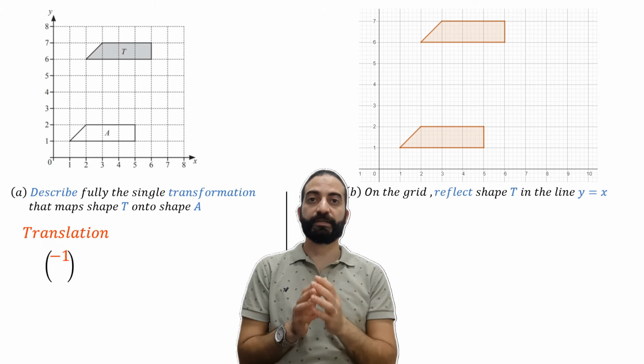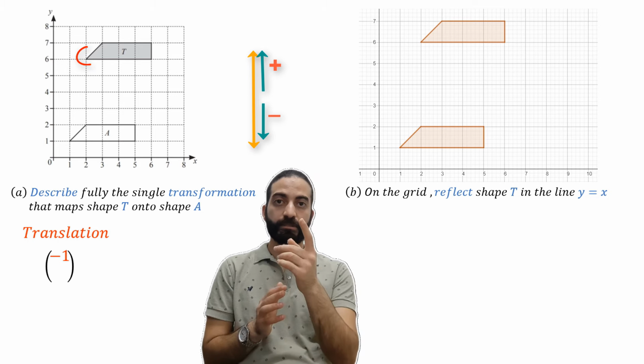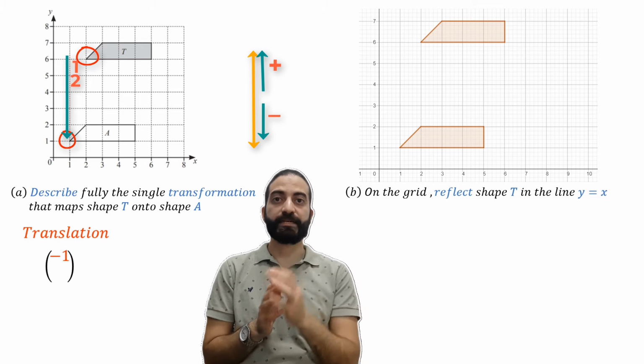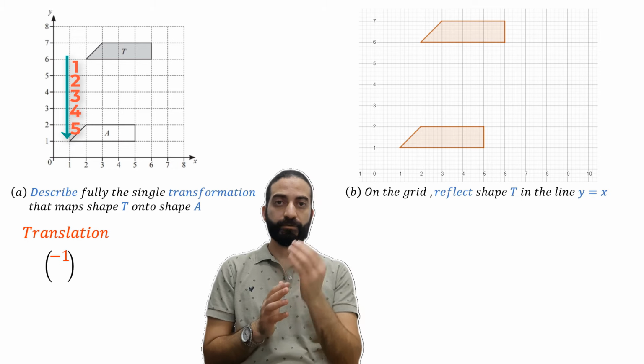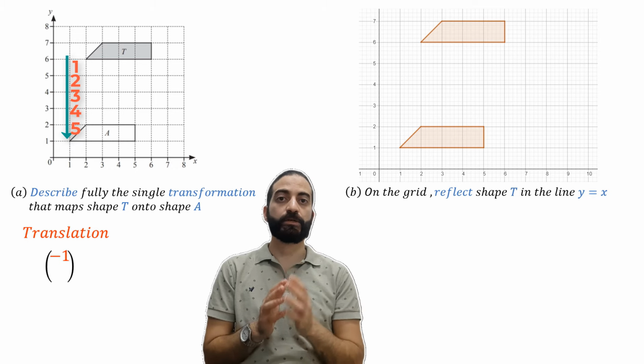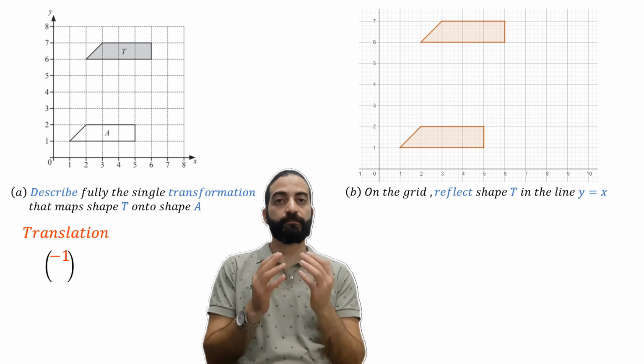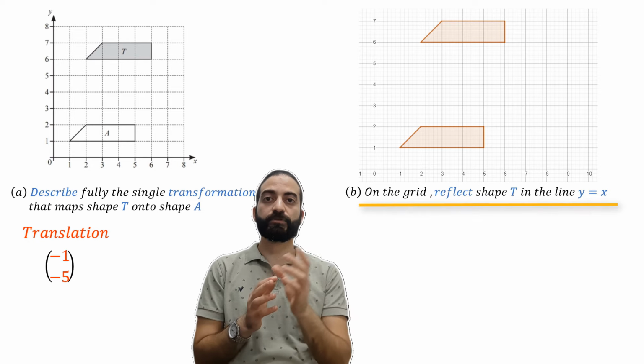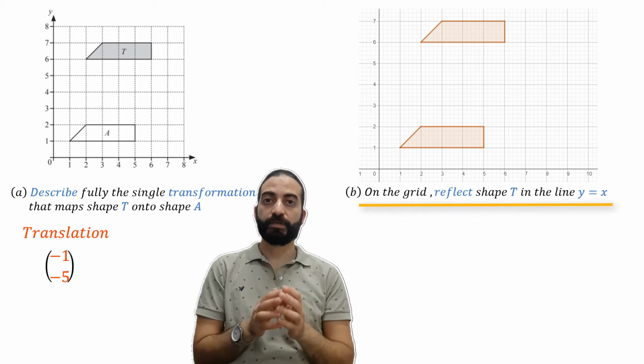Now we want to determine y. From this point to this, we must go down 5 steps because we are heading downward. So we must put minus, so we get the vector (-1, -5). We now move to part B. On the grid, reflect shape T in the line y equals x.